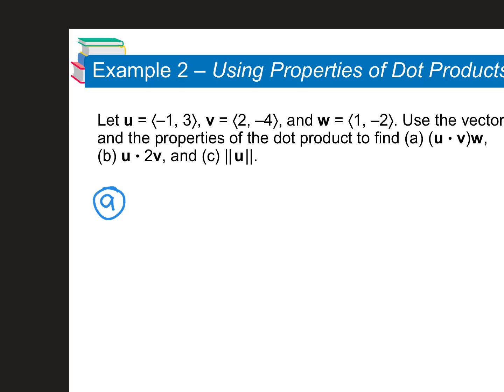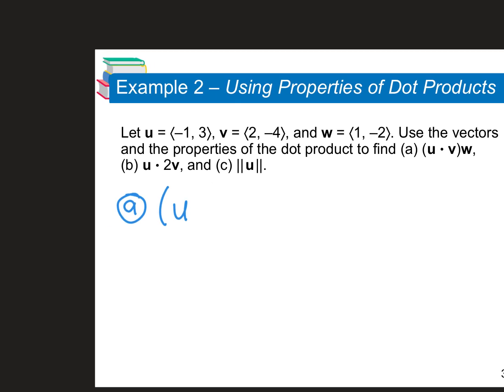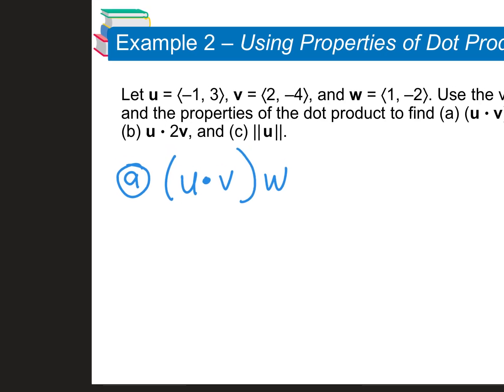So letter A. Letter A says U dot product of V times what? W. So if I look at letter A, what is this asking? Before you just start, what is this asking to do? Find the dot product first, and then multiply that into vector W. Everybody understand that? So the first thing I'm going to do is write everything out.